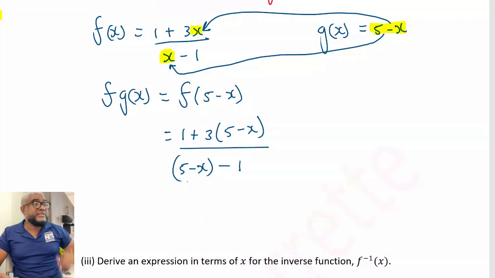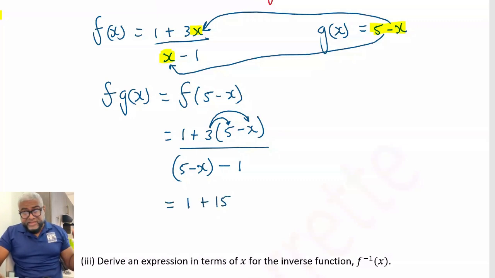So there we go. First thing I need to do is get rid of the brackets. So, 3 multiplied by 5 is 15. And 3 multiplied by negative x is negative 3x. Excellent. So we have 1 plus 15 minus 3x, all over, we're not working it out yet, right? Now there's no number in front of the bracket here, so I could just drop the brackets. So I'm going to just put 5 minus x minus 1.